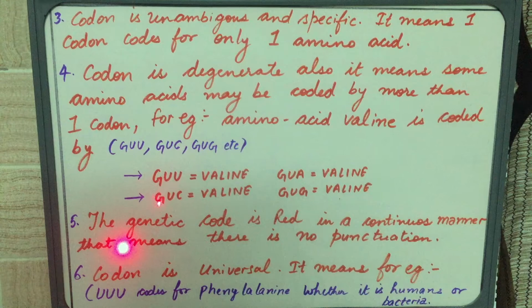The fifth property of codon is that it is read in a continuous manner, which means there is no punctuation in between. The sixth property of codon is that it is universal. Now, what do you mean by universal? It means a codon, whether it is in bacteria or in humans, will code for the same amino acid. For example, UUU will code for phenylalanine in humans as well as bacteria. So the codon is universal.